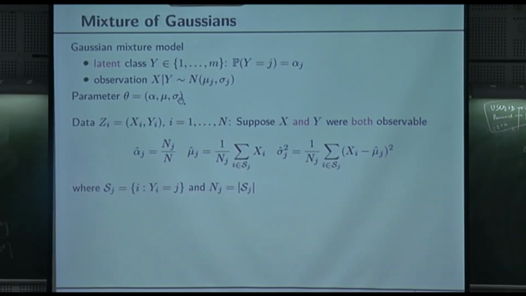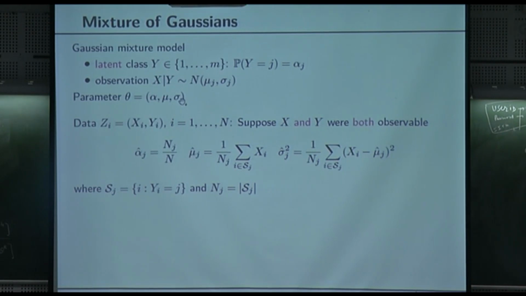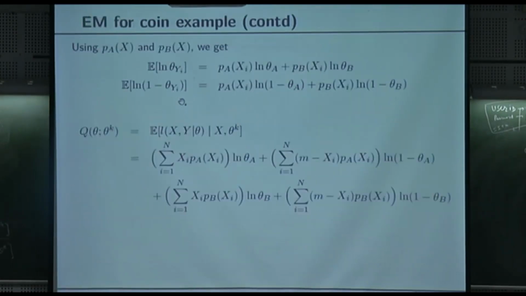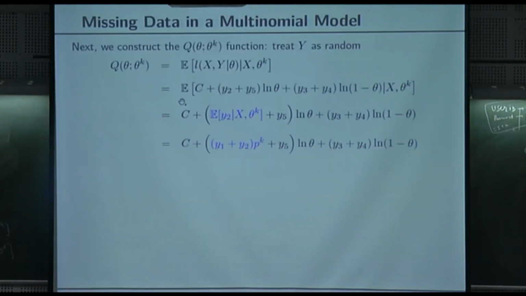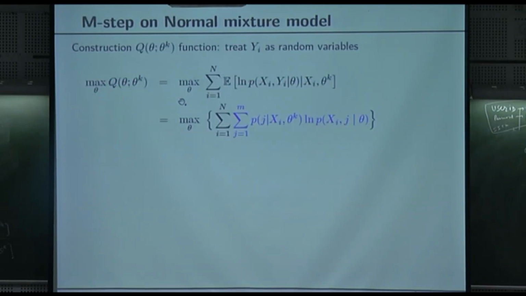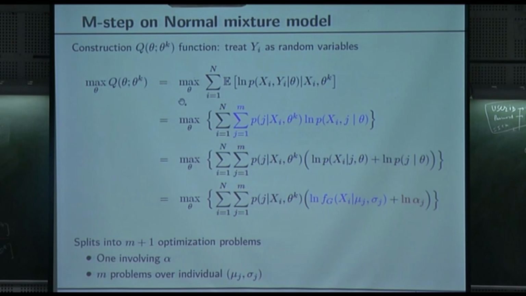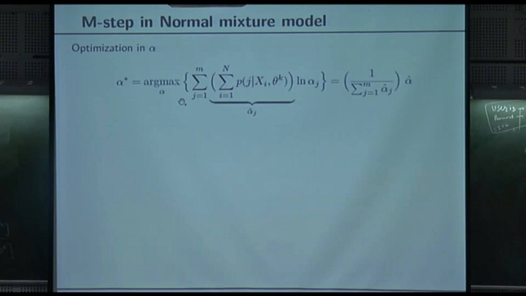and then we will break, and then we will look at the story with EM there. Let's go all the way back to where we were. Okay, so that's where we were. We split it up into m plus 1 optimization problems, one involving alpha, and m problems involving individual sigma j and mu j.